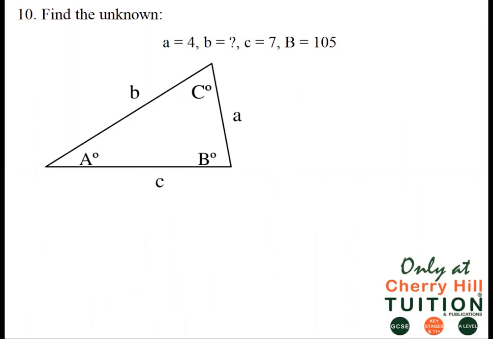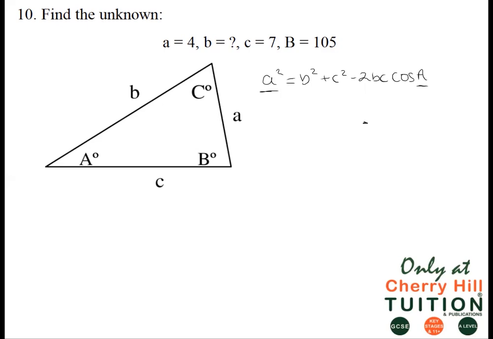Question 10, we have two sides and one angle, and we need to work out the missing side. So again, let's write down the cosine rule. So a squared is equal to b squared plus c squared minus 2bc cos of a. Now in this case, we have big angle b, but we need to work out the length b. So what we need to do is swap a with b again.